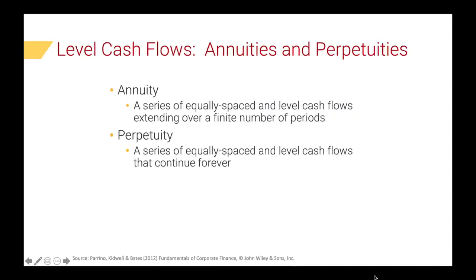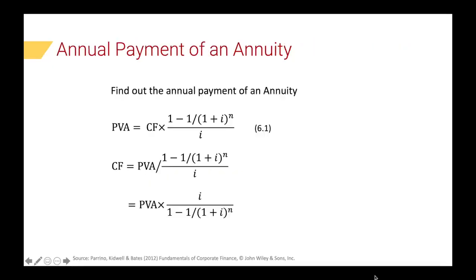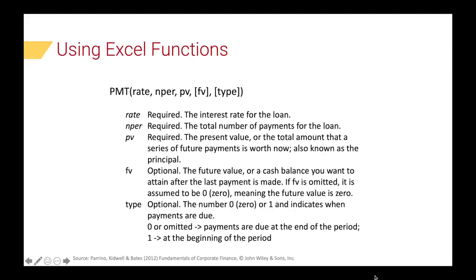An annuity is a series of equally spaced and level cash flows extending over a finite number of periods. A perpetuity is a series of equally spaced and level cash flows that continue forever. The formula shown here is how to take the annual payment of an annuity. However, as with the other calculations, we will not be doing this by hand. We will be using Microsoft Excel to perform our calculations.